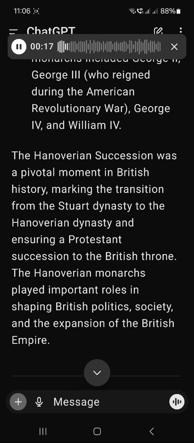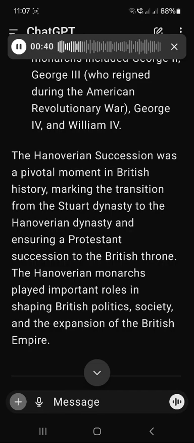1. Background. The House of Stuart, which included monarchs such as James I, Charles I, and James II, had faced various political and religious conflicts, including the English Civil War and the Glorious Revolution of 1688. The last Stuart monarch, Queen Anne, died in 1714 without leaving any surviving children to inherit the throne.